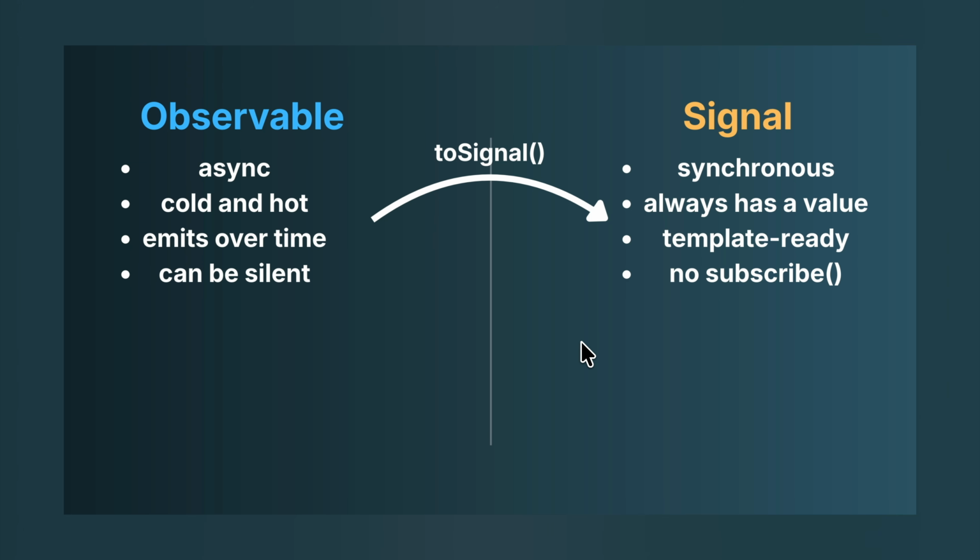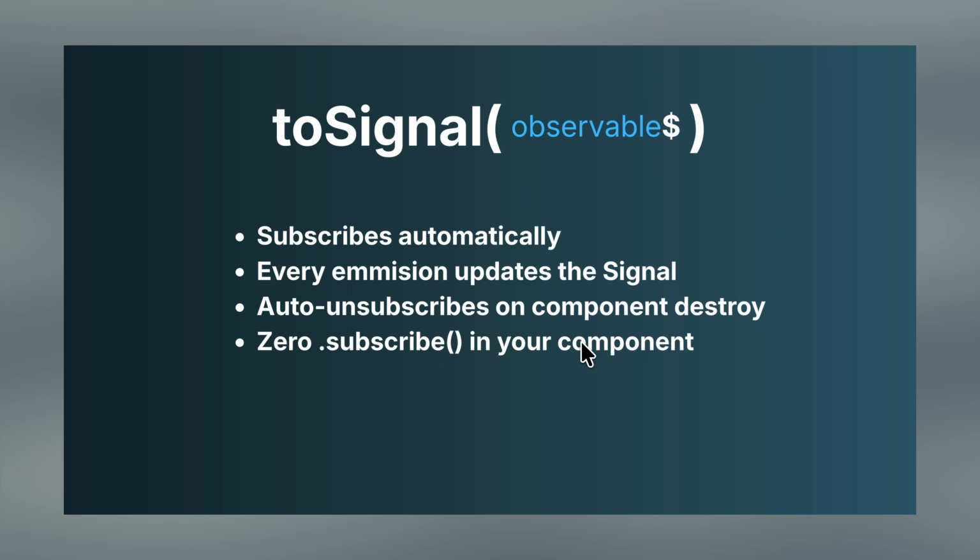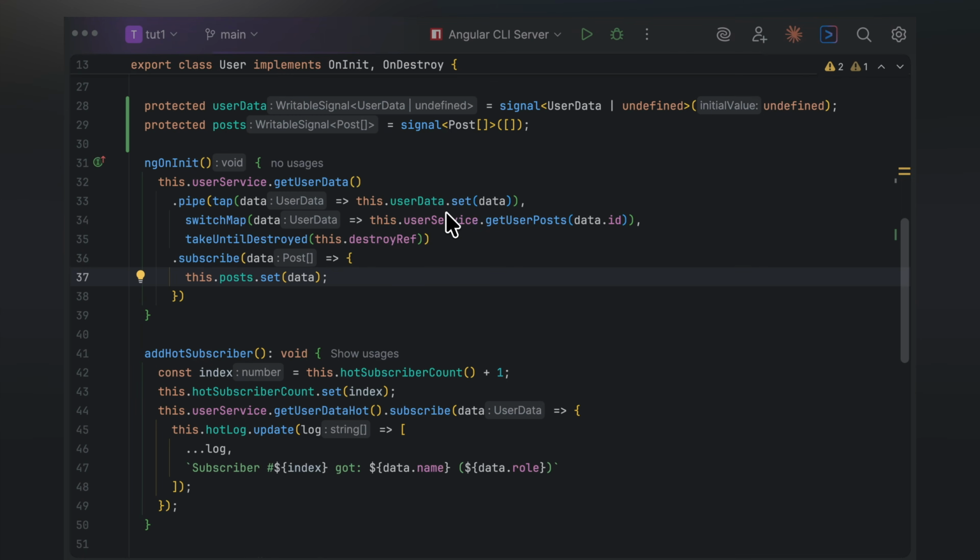You give it an observable. It creates a signal that subscribes automatically. Every emission updates the signal. It also handles the subscription lifecycle for you, just like takeUntilDestroyed. It cleans up when the component is destroyed, and there is zero subscribe in your component. Let's see this in code.